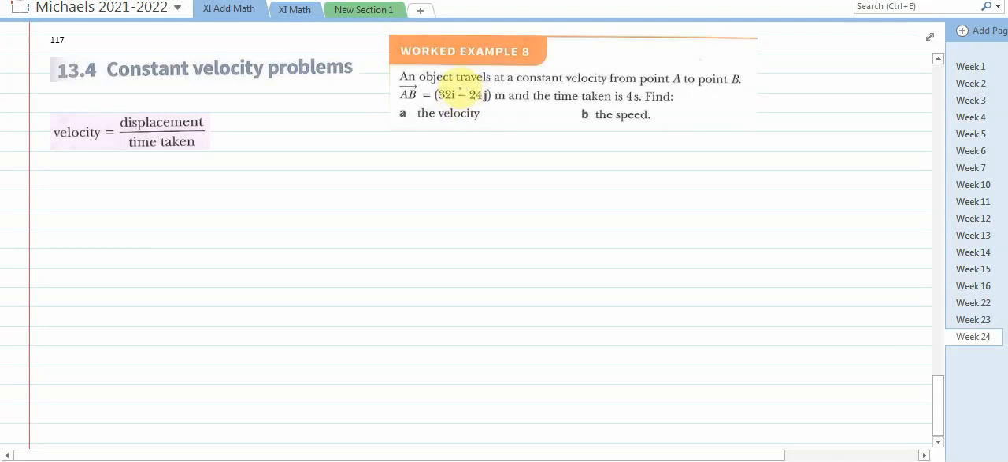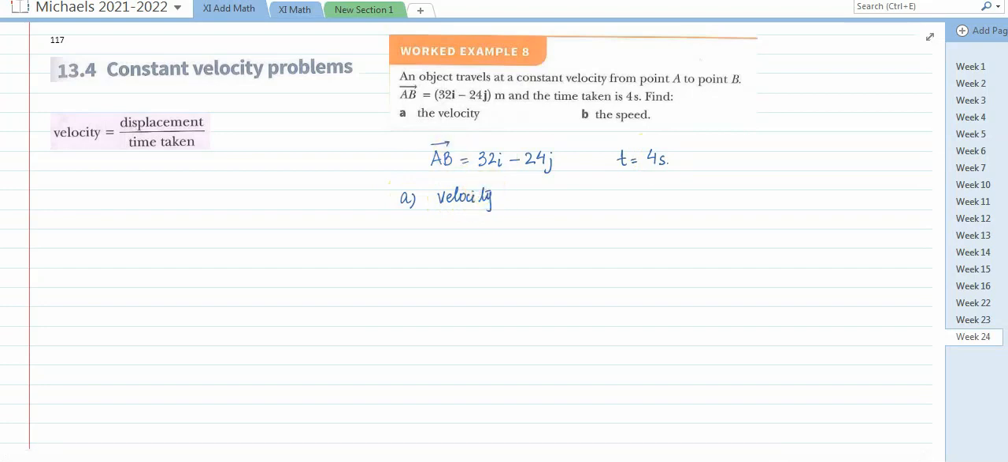It says an object travels at a constant velocity from point A to point B. The distance or the displacement of AB is 32I minus 24J. So we have the value of displacement, and it's 32I minus 24J. And the time taken is 4 seconds, so you have time as well. In the first part, we need to find out the velocity. Alright, so what is given? It says meter, right? That means we have been given a displacement here.